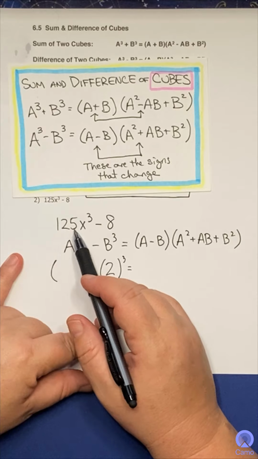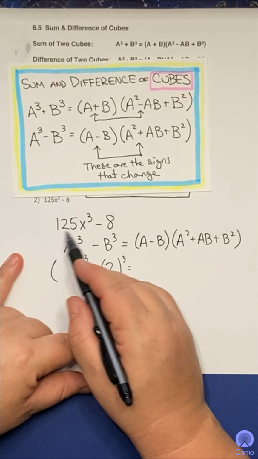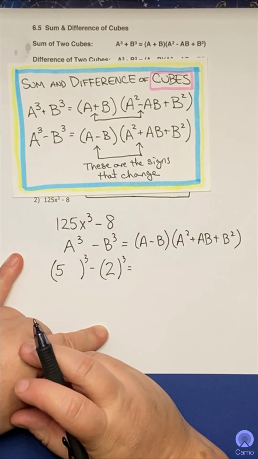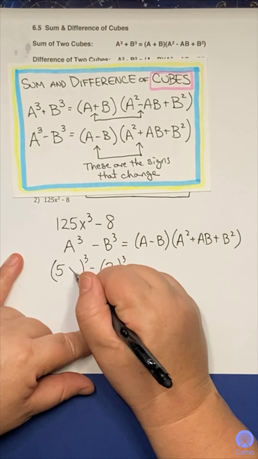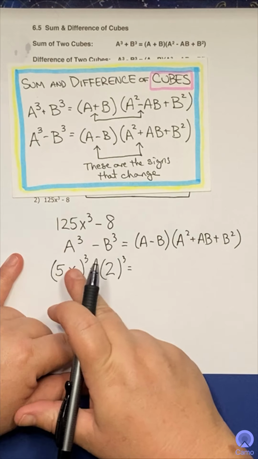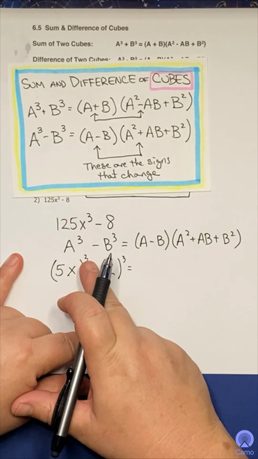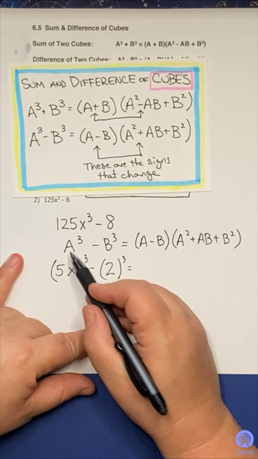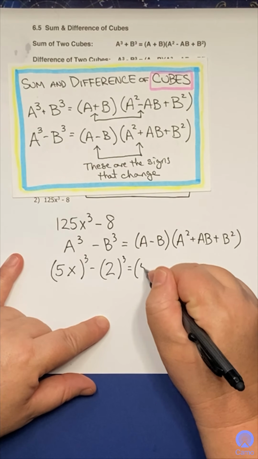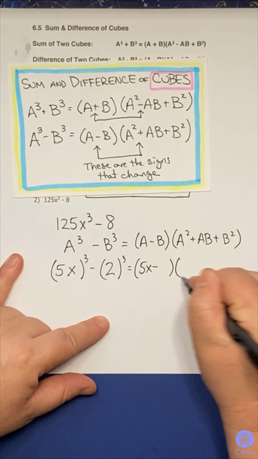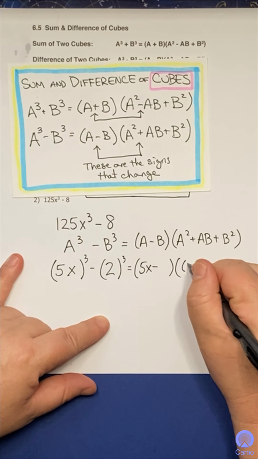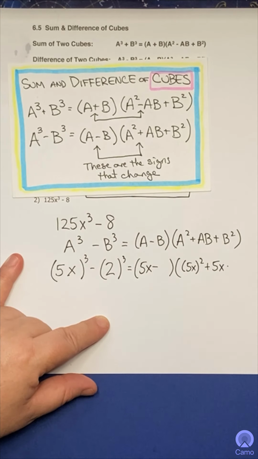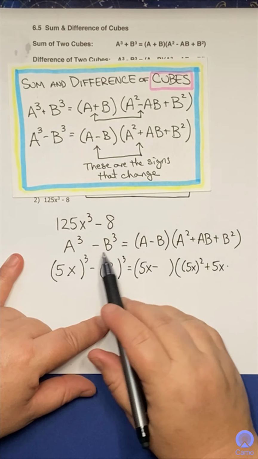Now 125x cubed, let's see. The 125 breaks down as a 5. 5 cubed is 125. x cubed breaks down as x cubed. So 5 times x cubed is 125x cubed. Okay, so our a is 5x. So we got 5x. And then, ooh, this is going to be exciting. 5x squared plus 5x times. And then my b is 2.